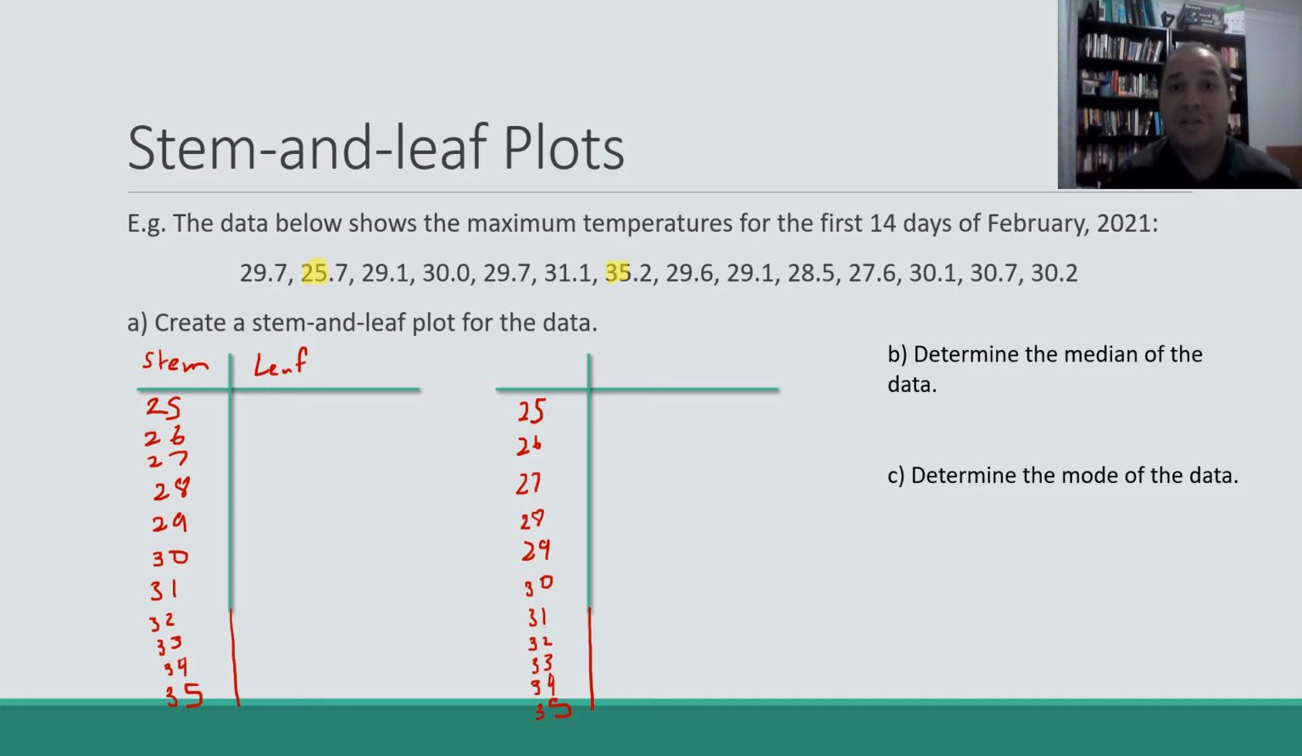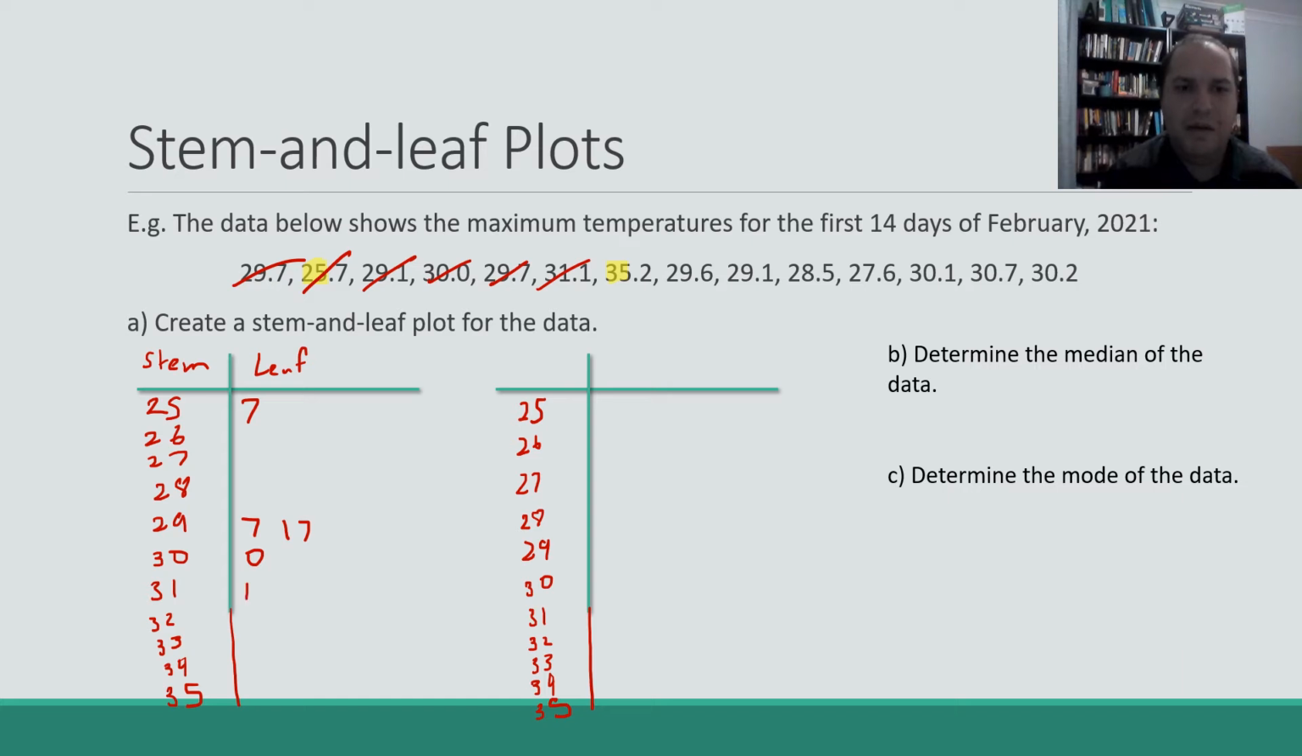What I'm going to do is just get all the data into the first table, not really worrying about the order, and then I'll order it on my second. So 29.7, so that'll be 29 and a 7 there. 25.7 will be a 7 there. 29.1 will be a 1 there. 30.0, 0 there. 29.7, 7 there.